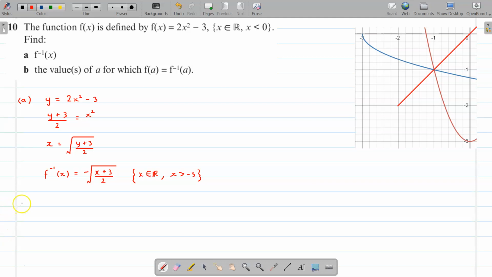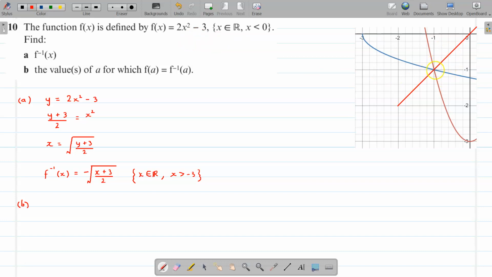Now for part B, you've got to find the value of a, or the values of a, for which f of a equals f to the minus 1 of a. Now you could of course set the functions f and f to the minus 1 equal to each other and solve it, and you would end up with a quartic equation, because when you squared both sides to get rid of the square root, you'd have an x to the 4, and you'd end up with more solutions than you need.